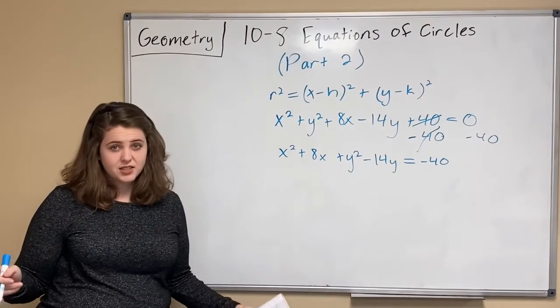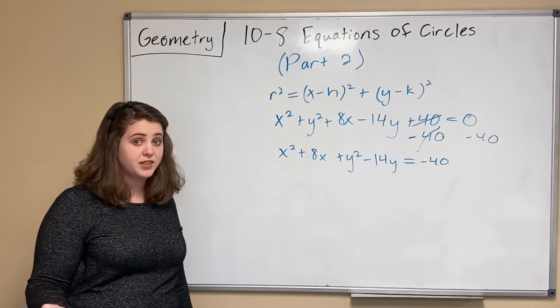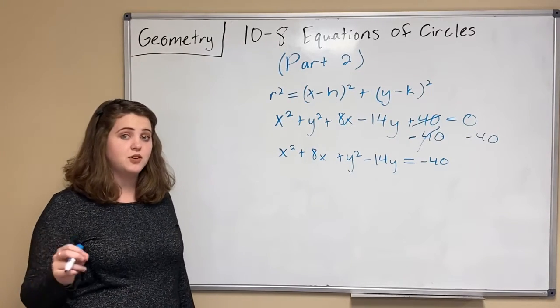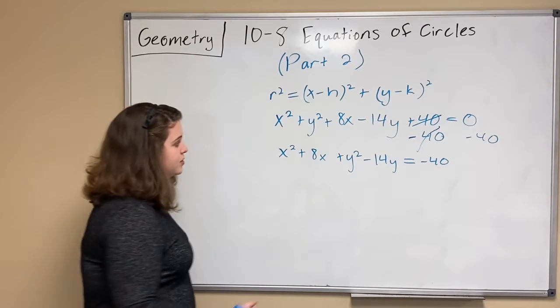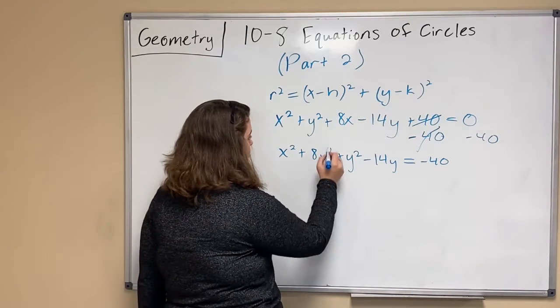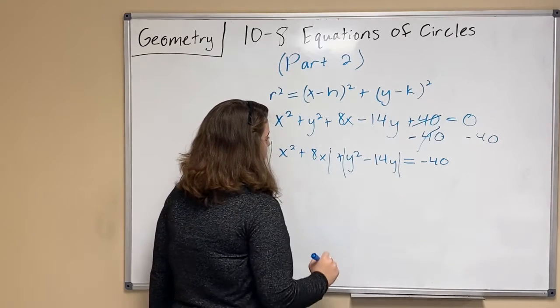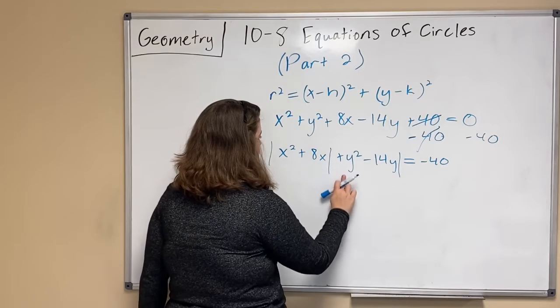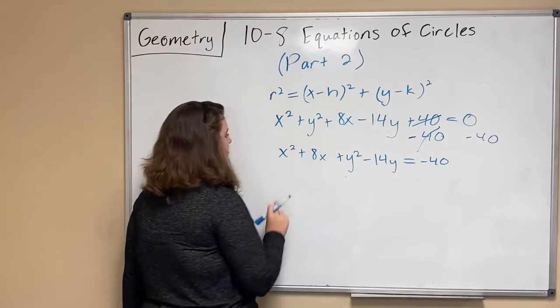To finish this equation, to get it into standard form, we have to do something called completing the square, which should be something that you learned in Algebra 1. Basically, I'm going to split this equation into two halves. I shouldn't have used absolute value symbols, that might be confusing.